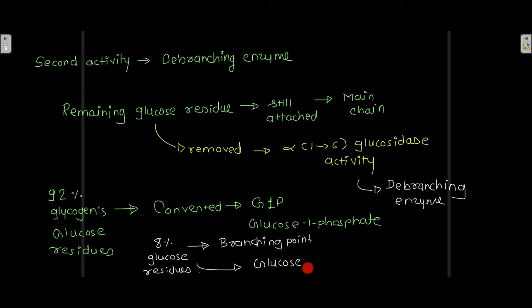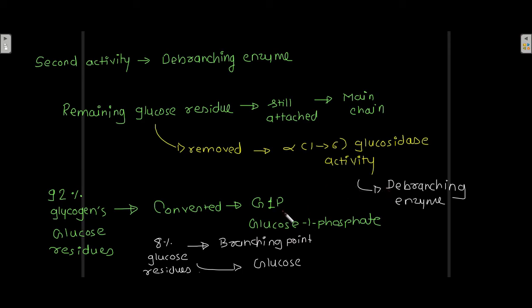So if you consider 100 glucose residues in the glycogen, then 92 molecules are converted to glucose 1-phosphate, and 8 molecules which are present at the branching points are directly converted to glucose by the combination of this debranching enzyme and the glycogen phosphorylase enzyme.